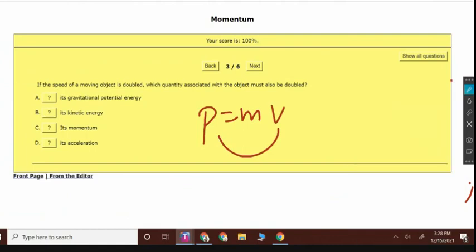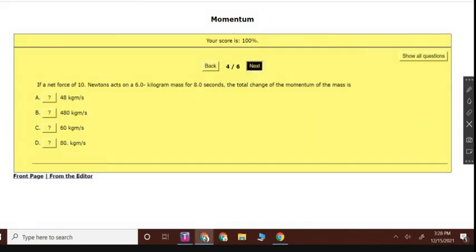Speed's double, momentum's double. Now, kinetic energy is not in this test. I hope you don't pick it because we didn't even learn kinetic energy. So don't pick that. And there's another energy, you don't pick that either.